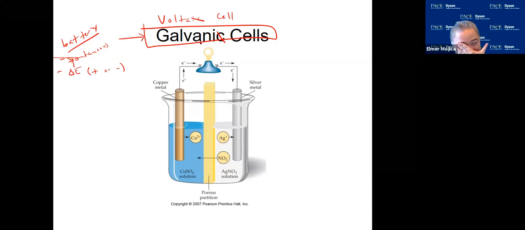Alessandro Volta and Luigi Galvani, the ones who made studies of these galvanic cells. So the galvanic cell or voltaic cell uses a spontaneous reaction to generate electricity. So you have a redox reaction here. One reagent is oxidized and the other is reduced. They are physically separated. And the electrons are forced to flow in an external circuit.